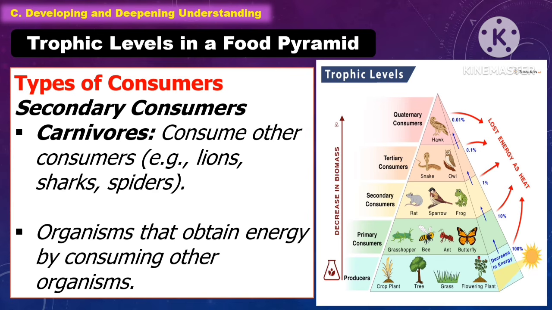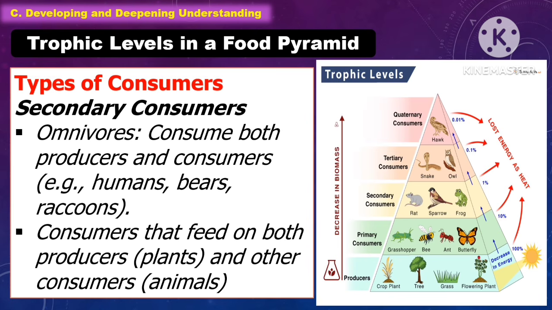Another type of consumer is the secondary consumers, or the carnivores. They consume other consumers, for example lions, sharks, and spiders. These are organisms that obtain energy by consuming other organisms. Another type of secondary consumer is the omnivores. These are organisms that consume both producers and consumers. Examples are humans, bears, and raccoons. They are consumers that feed on both producers such as plants and other consumers such as animals.